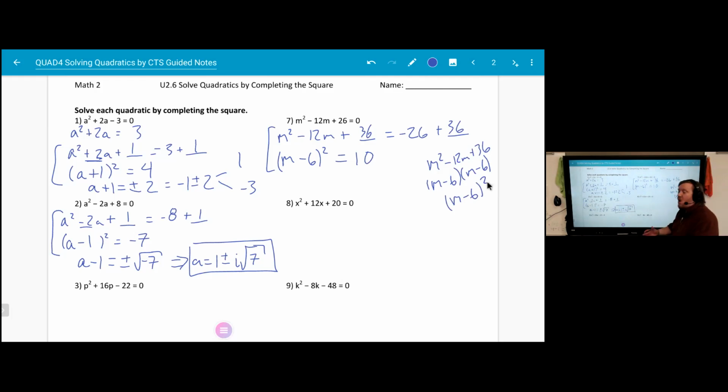From here, we've already got this knowledge. We take the square root of both sides. M minus 6 equals plus or minus, don't forget, the square root of 10. We cannot simplify the square root of 10 any further. We add 6 to both sides, and m equals 6 plus or minus the square root of 10.